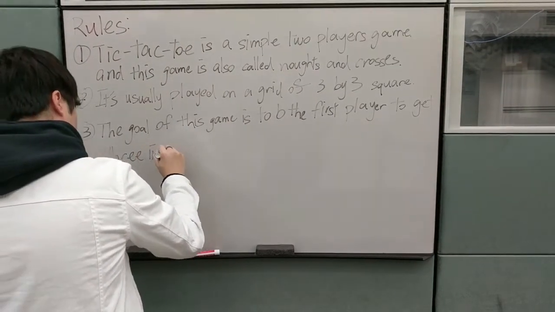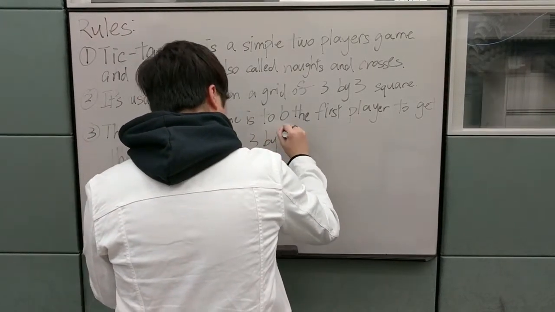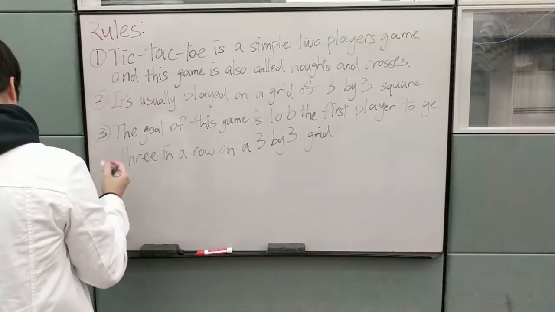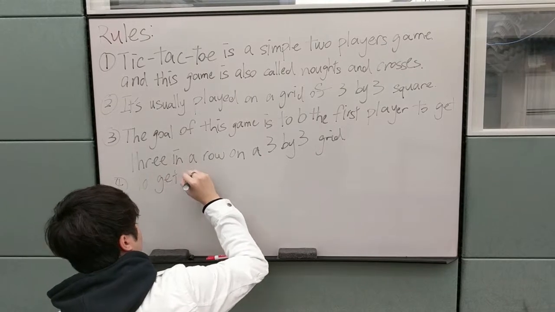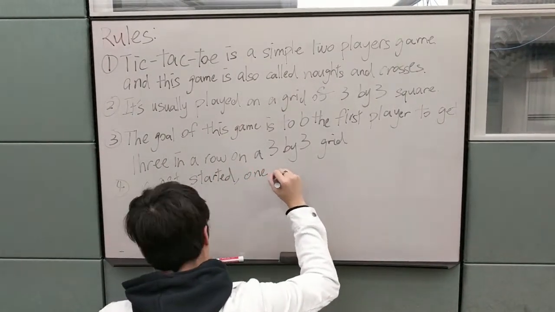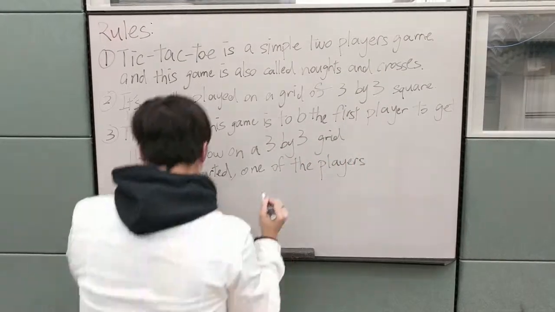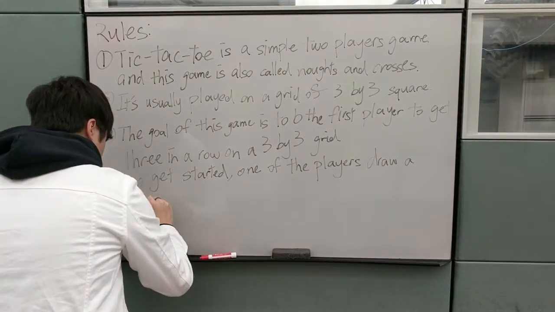To begin, let's review the version we are familiar with. In the two-dimensional version, we have a board created by a 3x3 grid of squares. The goal of this game is to be the first player to get 3 in a row on the 3x3 grid. The player who's playing X will always go first. Two players alternate placing X's and O's on the game board until one of the players has 3 X's or 3 O's in a row, horizontally, vertically, or diagonally.